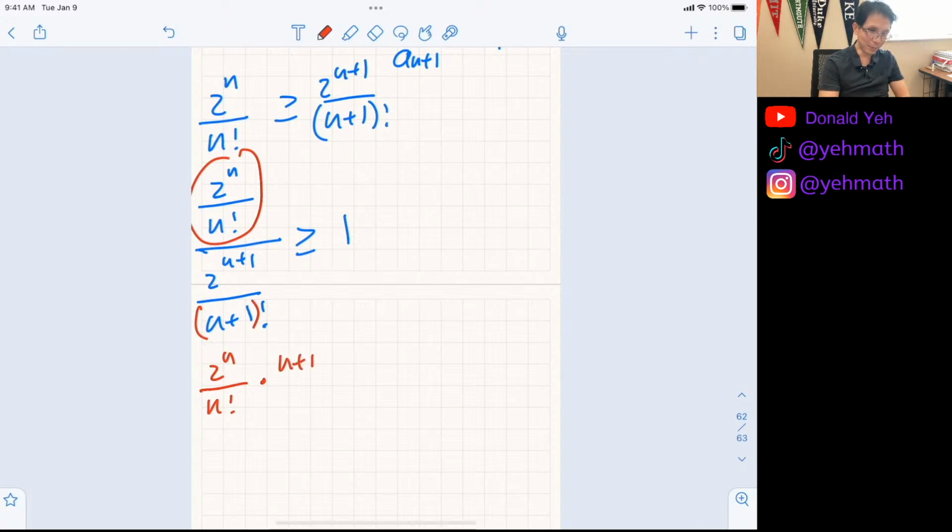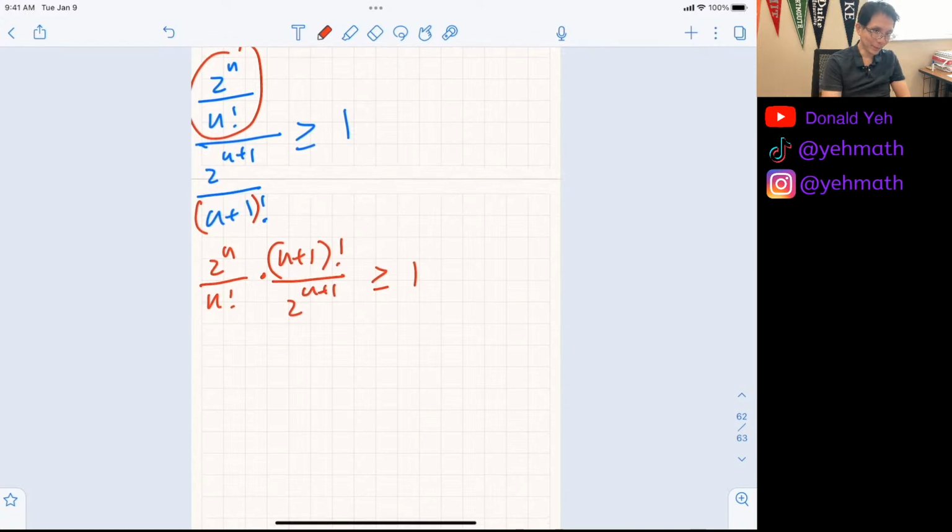So this is going to be n plus 1 factorial, and 2 to the n plus 1 is greater than 1. Don't wait for me. So I'm going to break up the 2 to the n and 2 to the n plus 1. I'm going to re-switch the positions. And not only that, 2 to the n plus 1, I'm going to change to 2 to the n times 2. Is that okay? You can do that? Yes, you can do that.